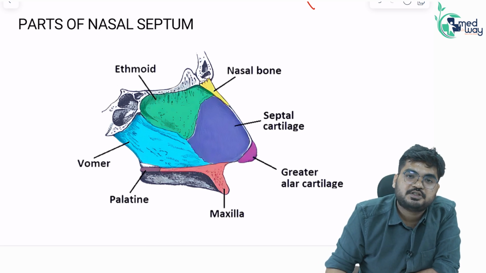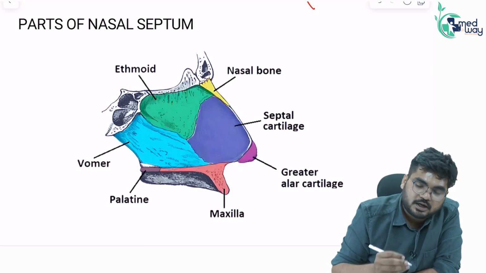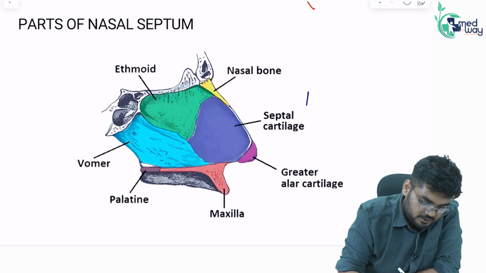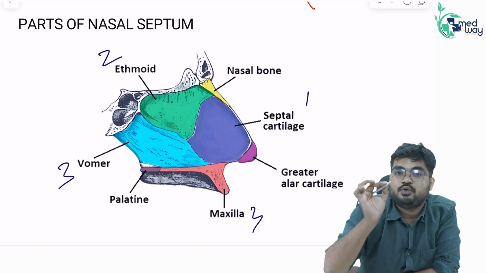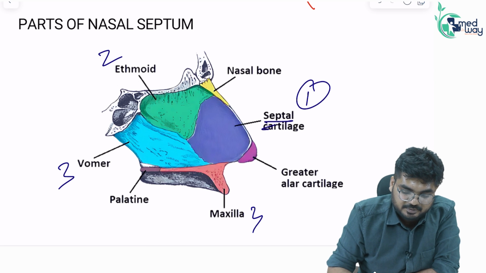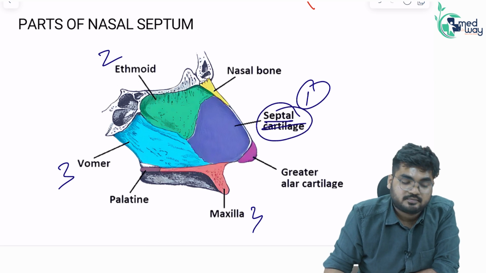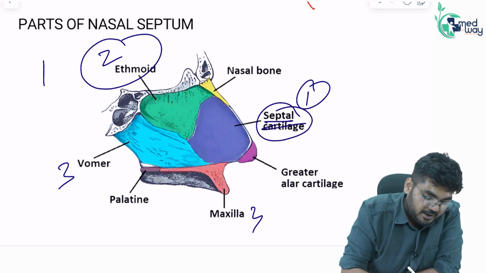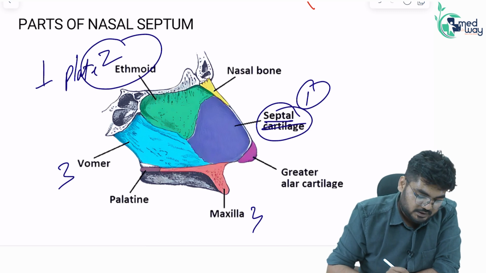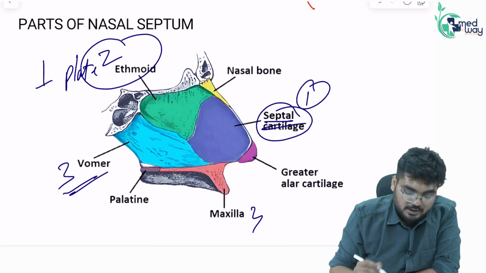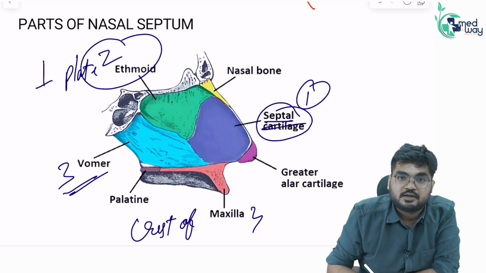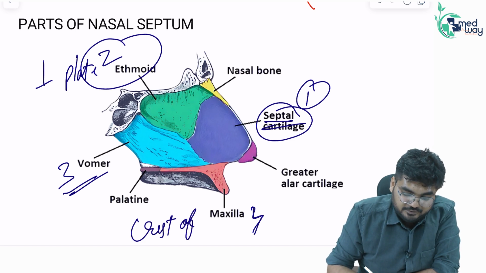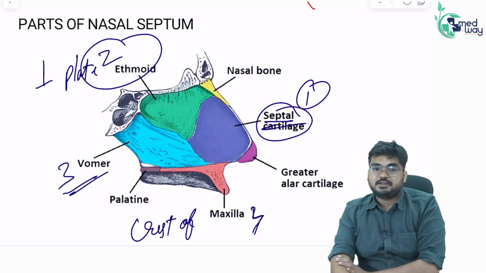If I talk about the major parts of the nasal septum, they are basically 1, 2, 3 and 4. These 4 you have to remember. First is the septal cartilage. Second is the perpendicular plate of ethmoid. Third is the vomer. And fourth is the crest of maxilla. These 4 are the major parts of the nasal septum.